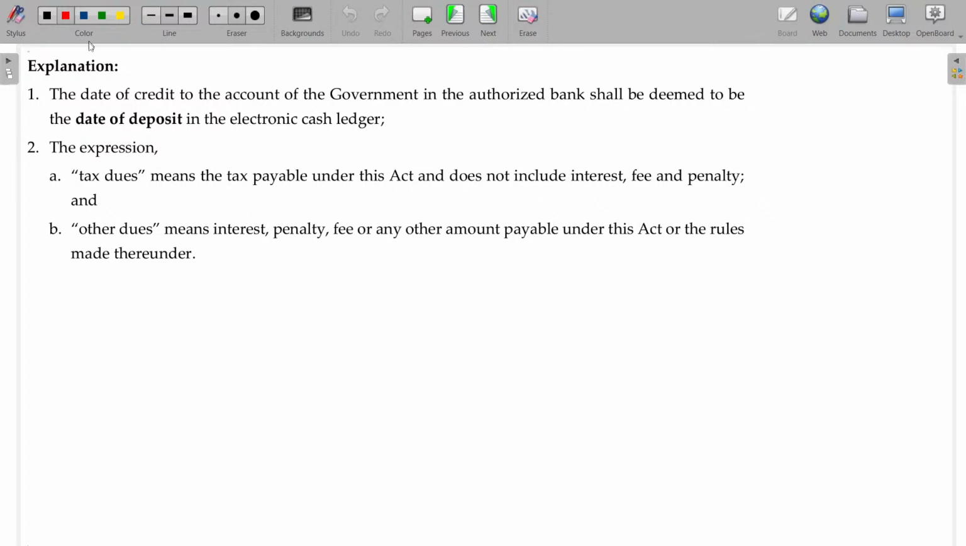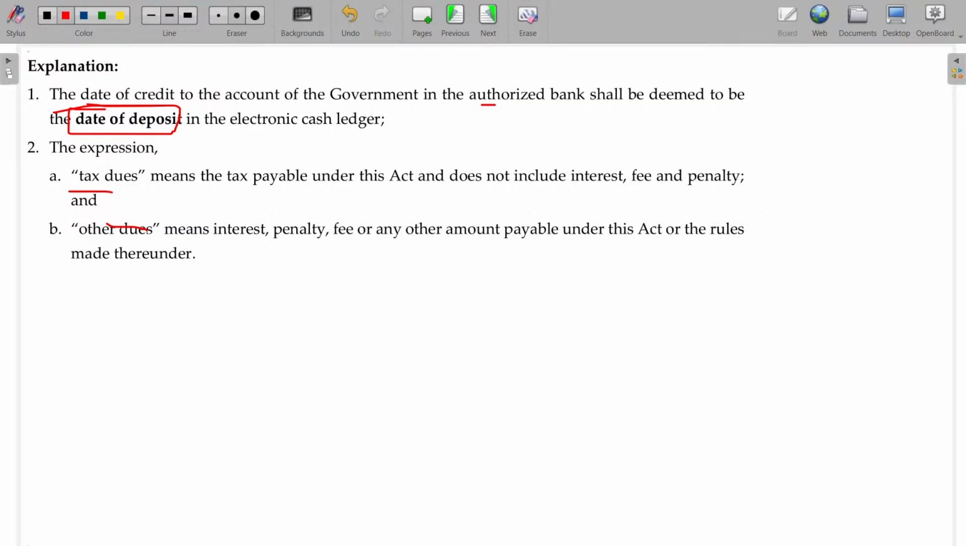And some further explanation. The date of credit to the account of the government in the authorized bank shall be deemed the date of deposit. So in the case of the electronic cash ledger, it should be credited in the electronic cash ledger with the government of India. Earlier, under the old act, if I issued a cheque on a date, it took at least 2 or 3 days for collection, yet the issue date was considered the deposit date. But now you can issue it earlier, no problem. The date the amount is credited in the electronic cash ledger will be final.